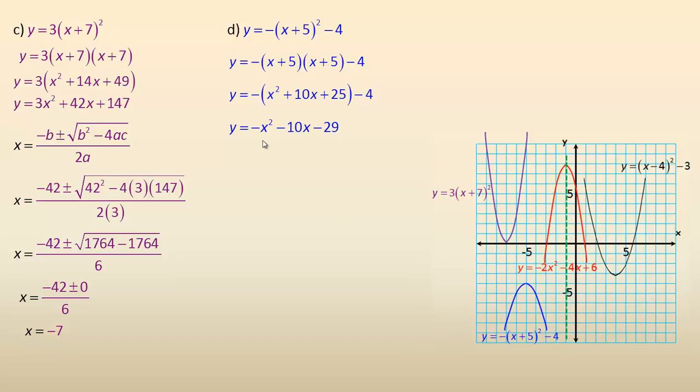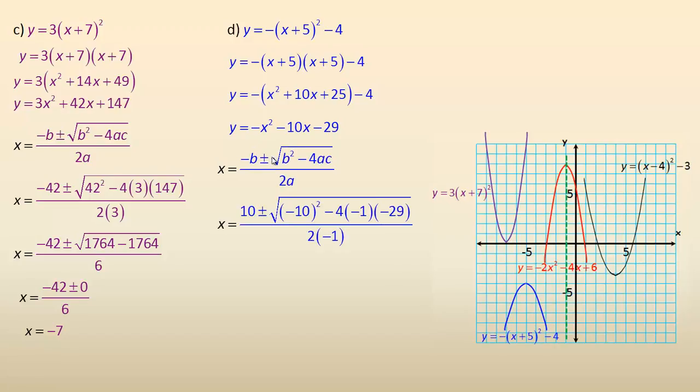So now we want to use the quadratic formula. So let's put the next line too. So b is negative 10, so negative b is 10. So negative 10 squared here. A is negative 1, so negative 1 here, and negative 1 here. And C is negative 29, so negative 29 here.